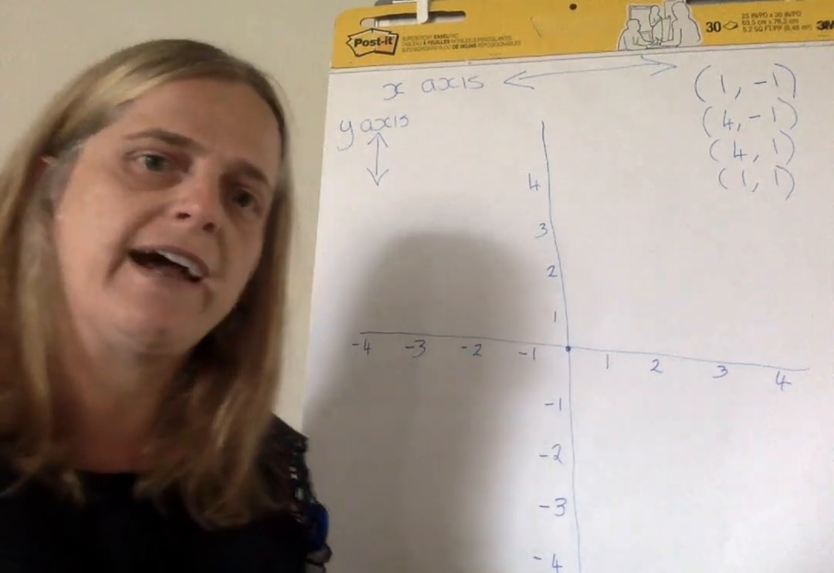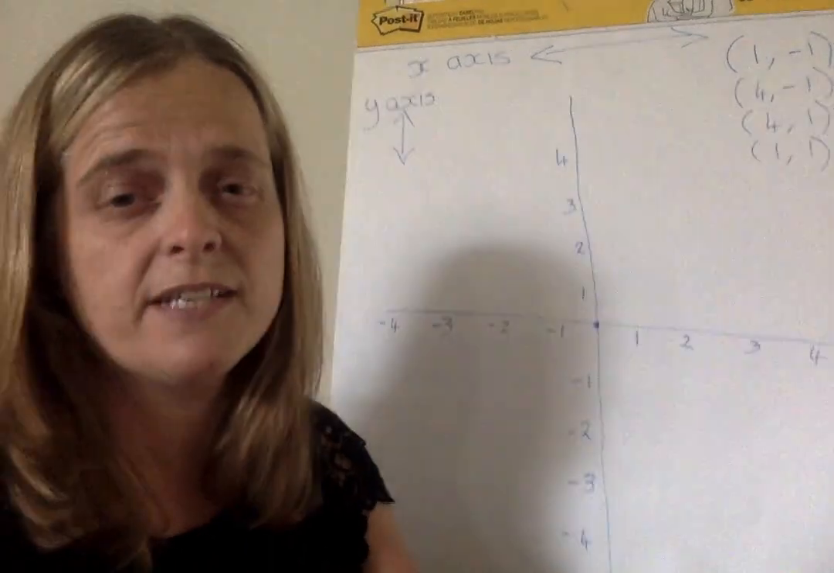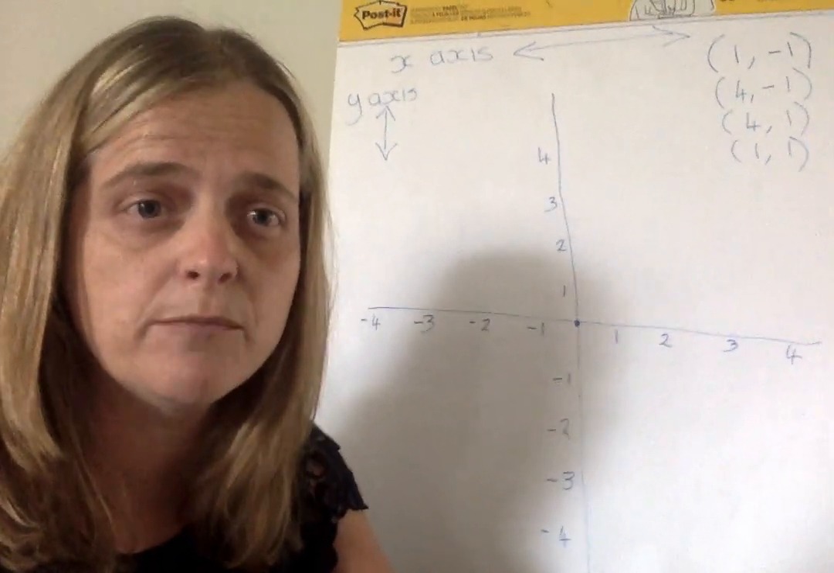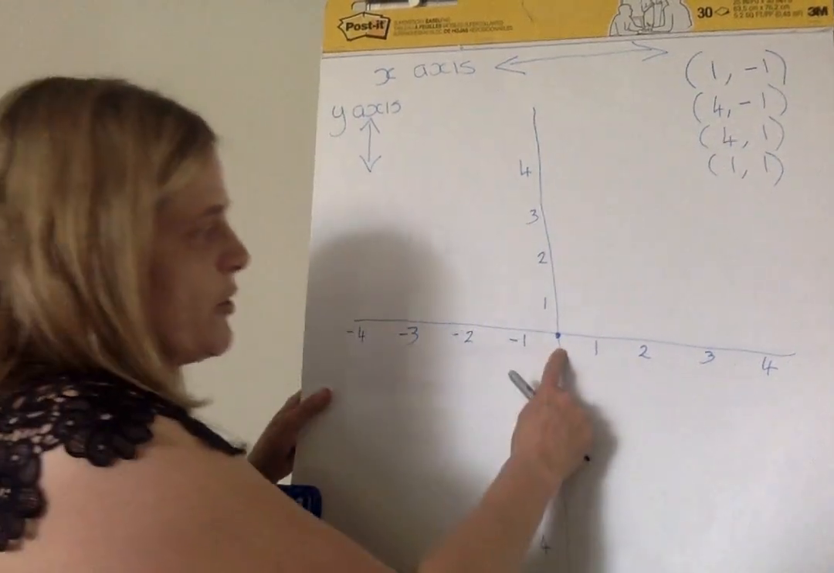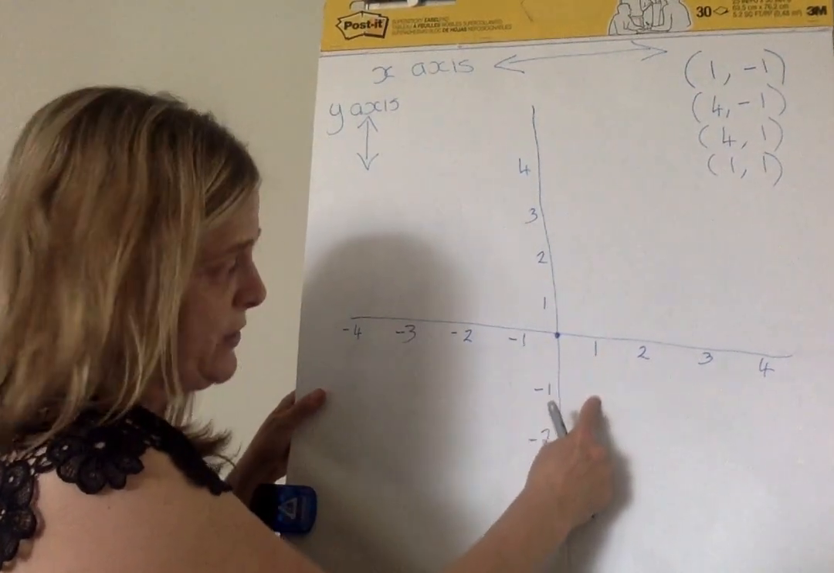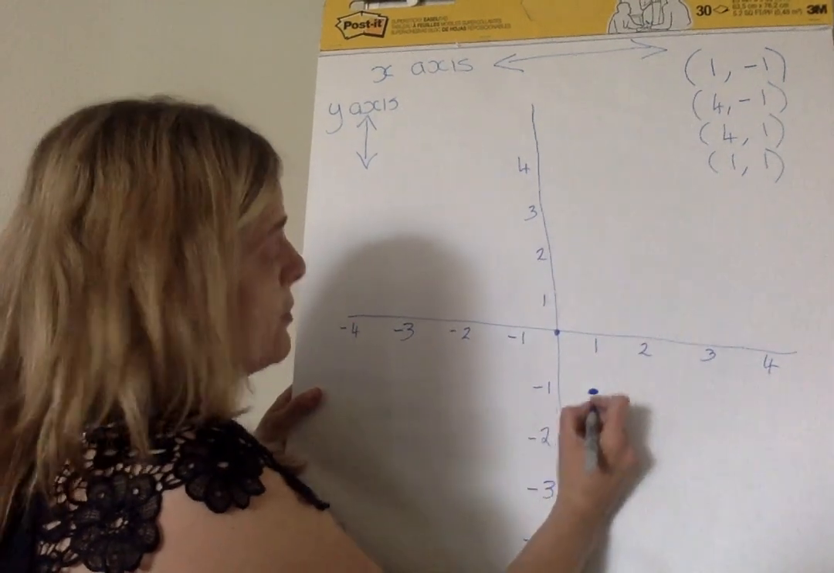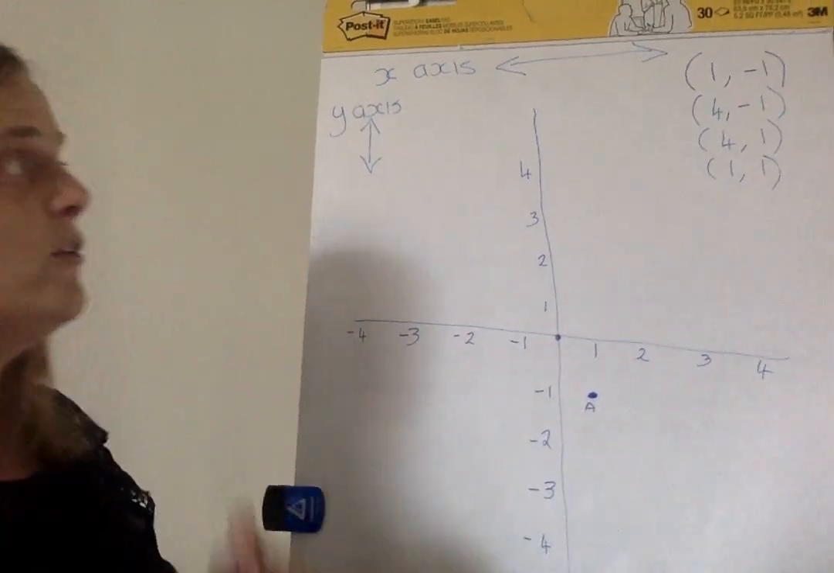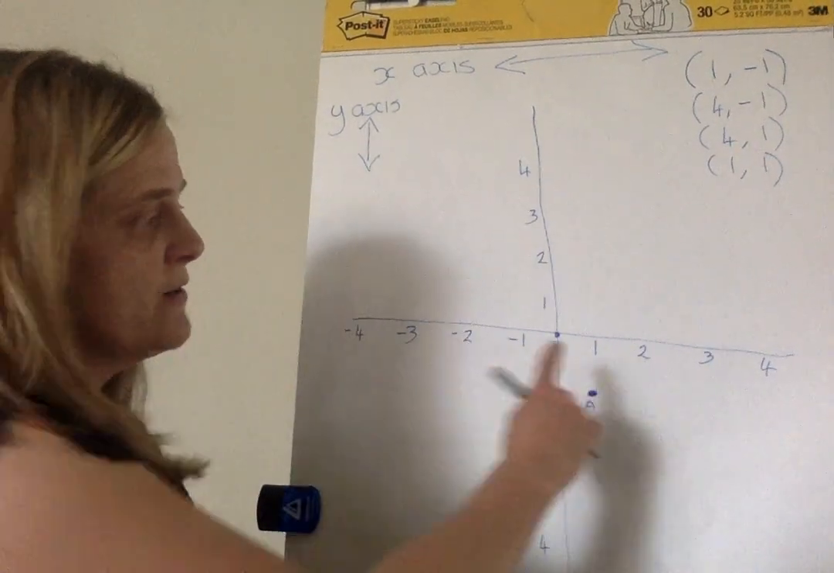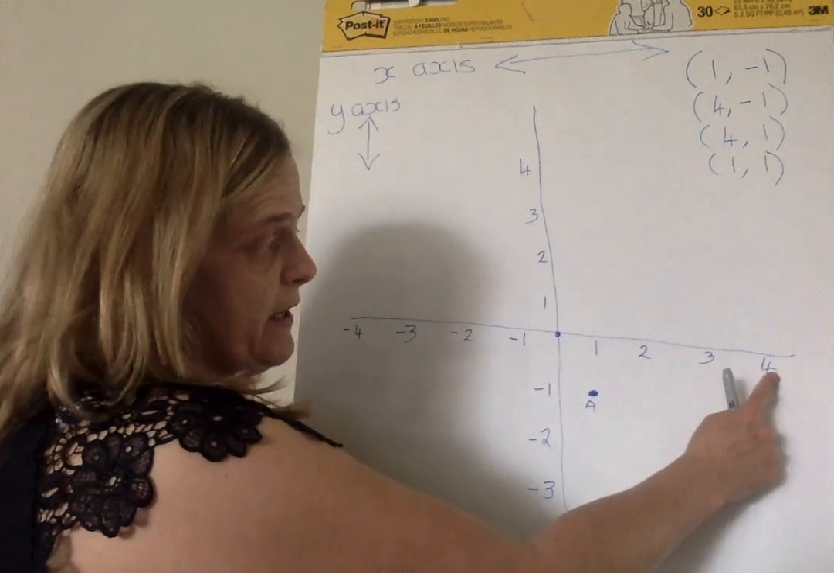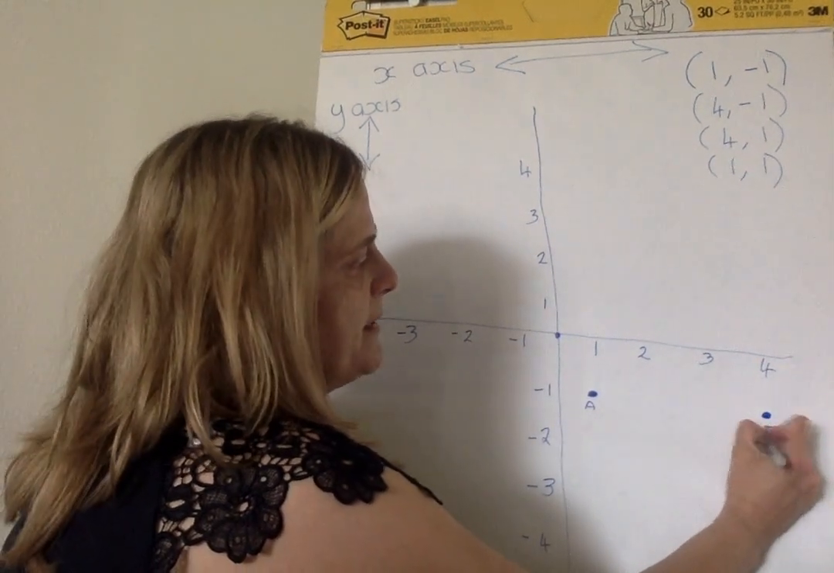So the first point we're asked to plot is 1, negative 1. Remember, if there's no symbol before it, then it's a positive number. Positive 1, negative 1. Go across to positive 1, come down to negative 1. That's point, let's call it A. Now we have to plot positive 4, negative 1. So go across to positive 4 and down to negative 1. And you can call that B.